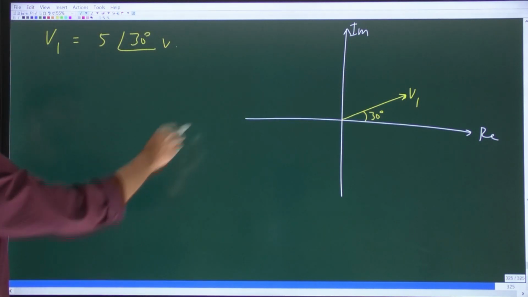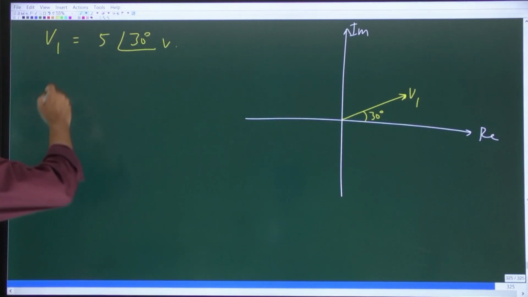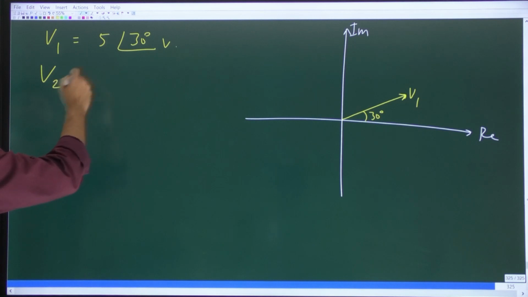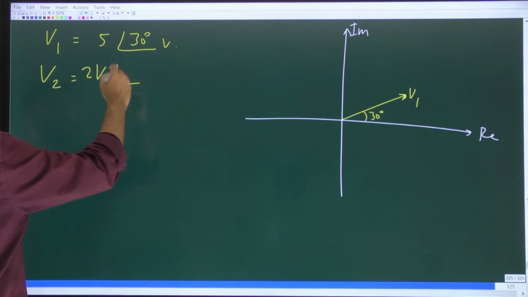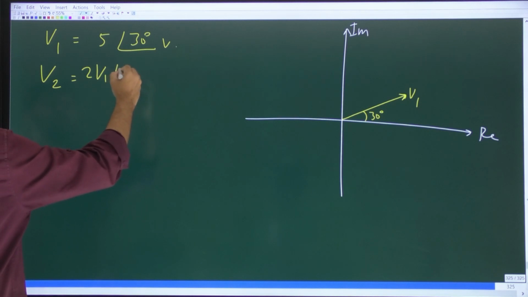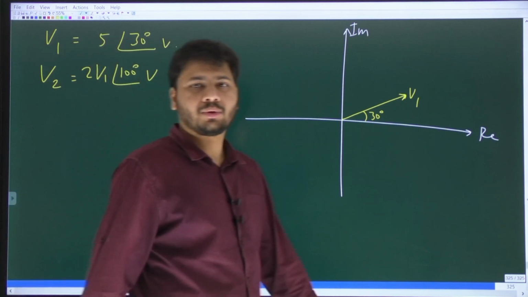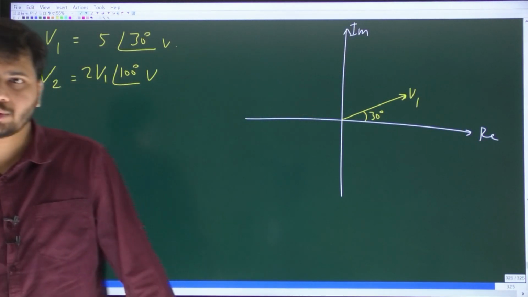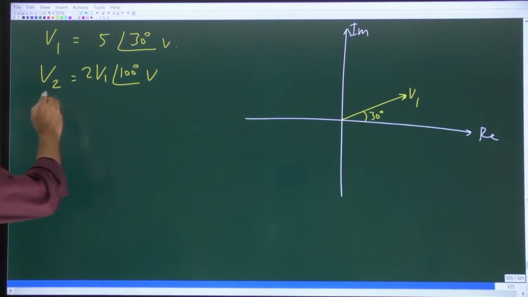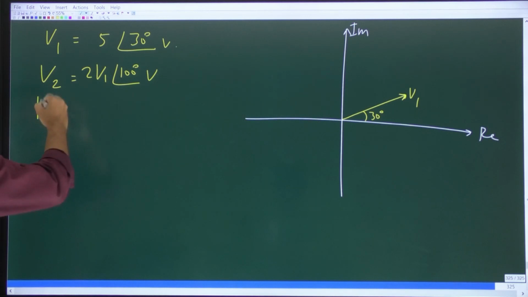Okay. So this is the phasor V1. Let's say we have one more voltage V2, which is 2V1 at an angle 100 degrees volts. So what is V2? 2V1 at an angle 100 degrees volts. You understood? If V2 is 2V1 at an angle 100 degrees volts, first of all, mod V2.